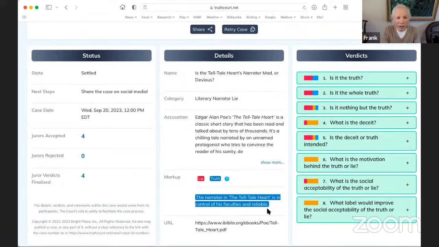And I thank the jurors, even though they're not familiar with the literary analysis format, and juror number 2 was apparently. It's typical to support your answer with quotes from the text when you're doing a close reading. But all in all, everybody did a very good job of dissecting the concept of whether or not the narrator was truthful. And they were able to do that through the enablement of TruthCourt.net. So thank you very much, everyone.